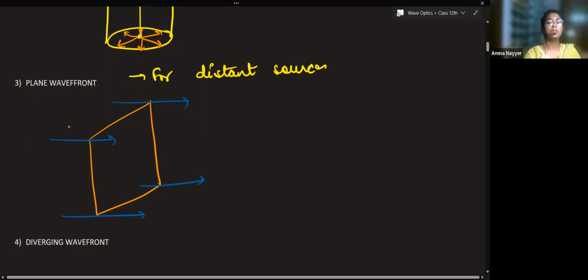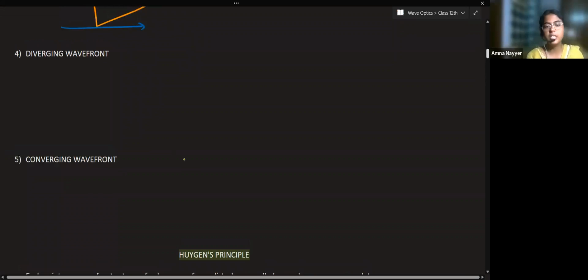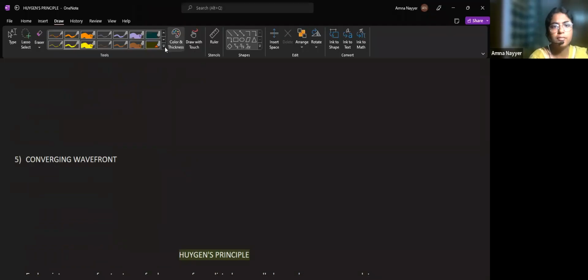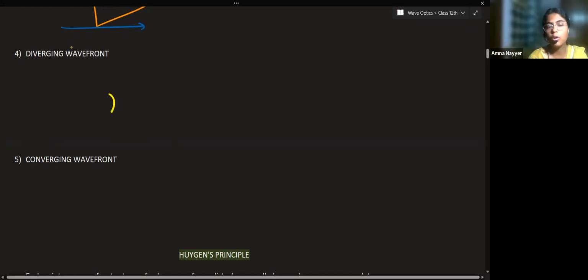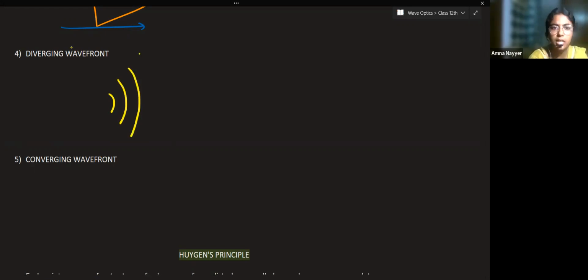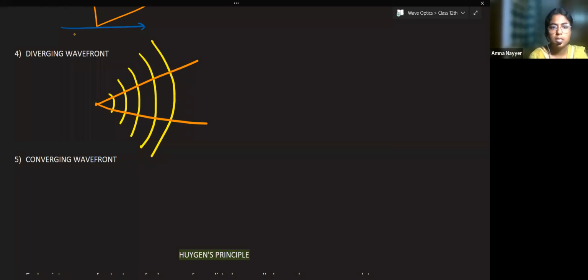Now, two types are left: converging and diverging. Diverging wavefront and converging wavefront. So see, if I have a diverging wavefront, this is a smaller wavefront, then I have a larger wavefront, and then I have again a larger wavefront. I take one more larger wavefront, another larger wavefront, like this. If you notice here, this is how you get, this is basically diverging.